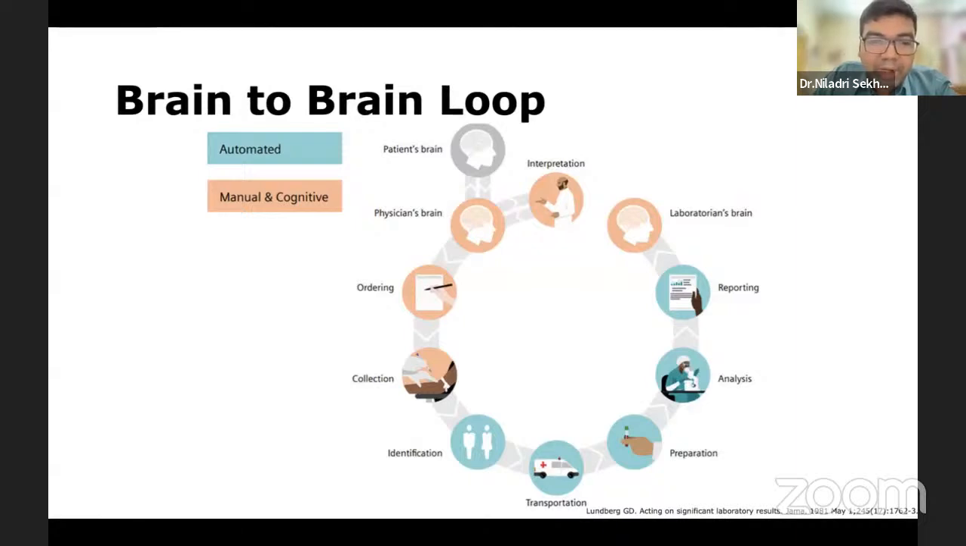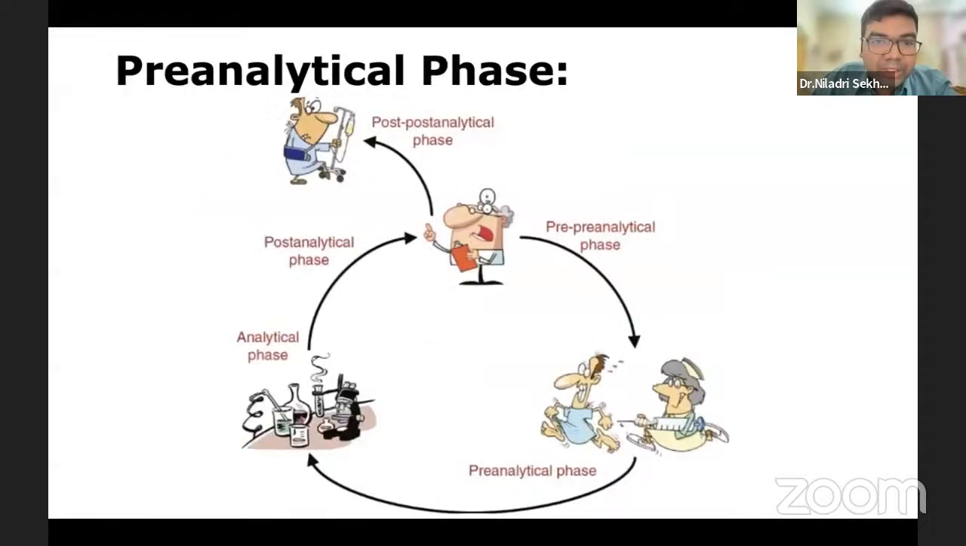As you all know, manual and cognitive steps are more prone to error, but the automated steps can be corrected by the machineries. Nowadays we have very fine machineries. So that's the importance. Now, what is this pre-analytical phase we are talking about?